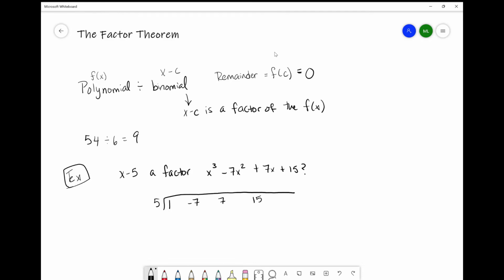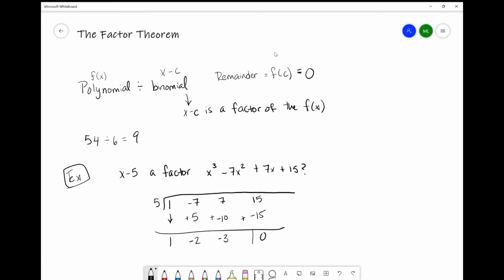Let's go ahead and use synthetic division here. 1 stays the same, bring that down. 5 times 1 is 5, bring that up here. Negative 7 plus 5 is negative 2. 5 times negative 2 is negative 10. Add that. 7 plus negative 10 is negative 3. 5 times negative 3 is negative 15. And then you add the 15 to the negative 15, you'll see that that's 0.